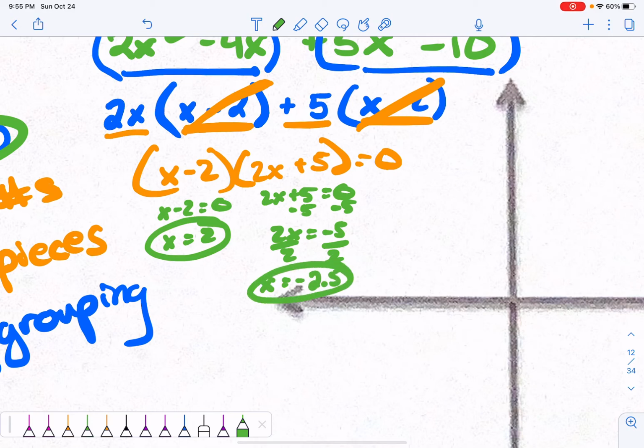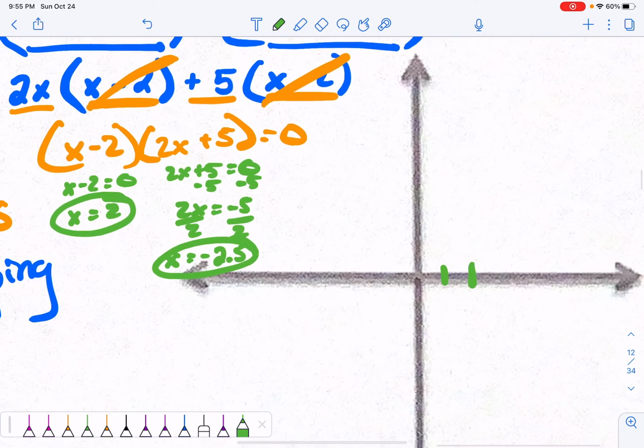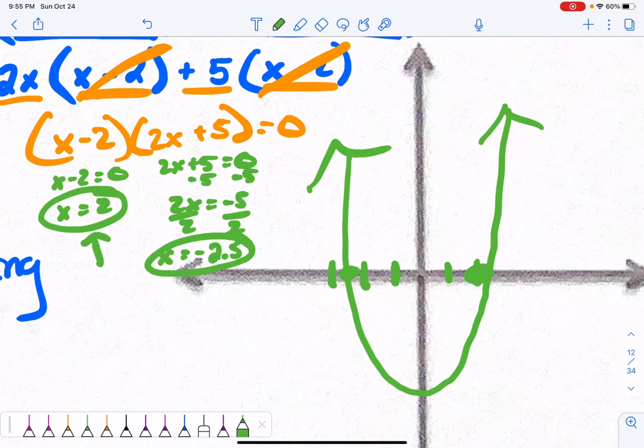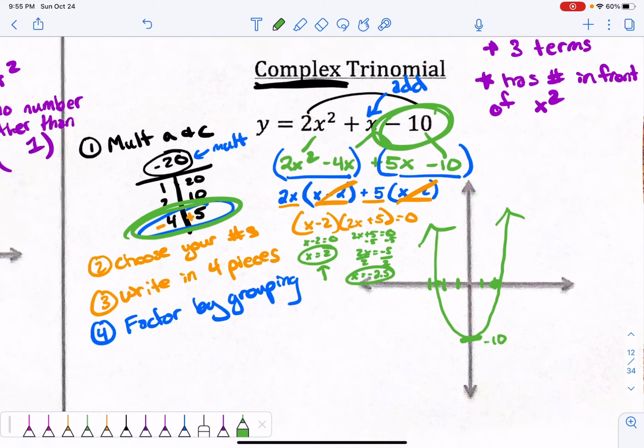If you want to write them as a decimal, you can. Whatever. Okay, I hope I'm not going too fast. If I am, please pause. So we've got a 0 at 2, and we've got one at negative 2.5, which is this guy here, and something like this is happening. That was a very bad drawing, but whatever. Okay, he's touching down here at the y-intercept, which is negative 10, and that's what my parabola looks like.